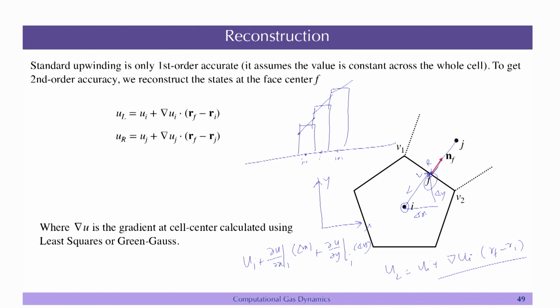If you are in 3D, then you have to have the gradient in the third direction also. Now, the question is how do you calculate the gradient here? If it is a simple structured grid, then you can basically calculate the gradient. What we discussed earlier is that you can look at the cell to the left or the cell to the right, and you can calculate based on either.